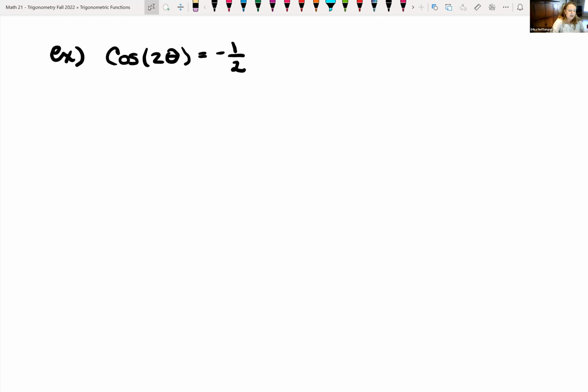So our next example, cosine of 2 theta equals -1/2. So our trigonometric function is isolated on one side. The problem is that this argument is 2 theta and it's not just theta. And so we need to be careful if that argument is not just that variable, in our case, theta. So we need to do some manipulation. And so maybe we can say, well, let A equal 2 theta.